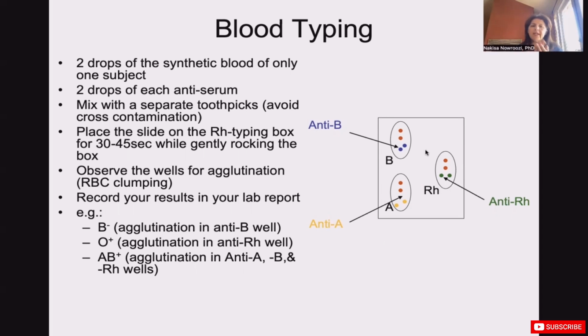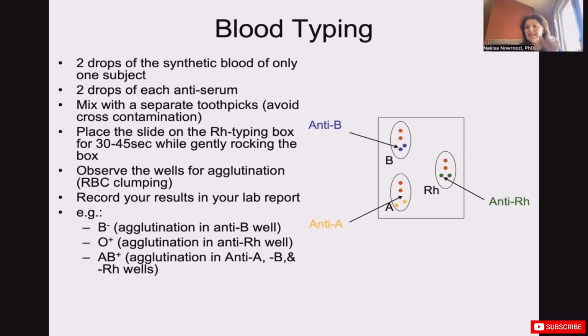Then you put the slide in a light box and observe the wells for clumping. If the antigen in question is present on the surface of the red blood cell for that subject, you will see the antigen and antibody find each other and clump. The correct terminology is agglutination. Agglutination means they find each other, they clump, and they precipitate. So you see a precipitation in that well.